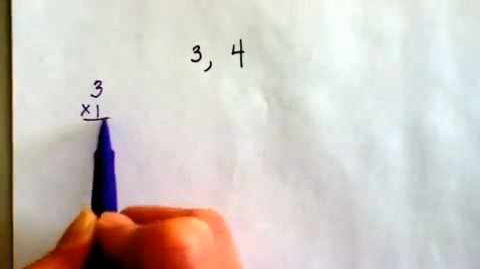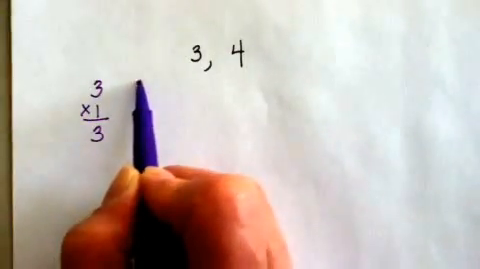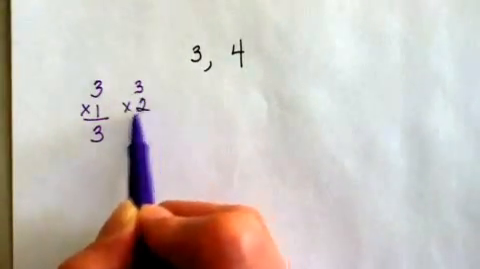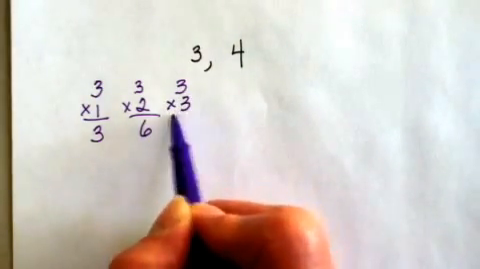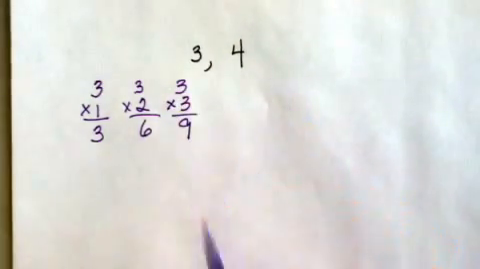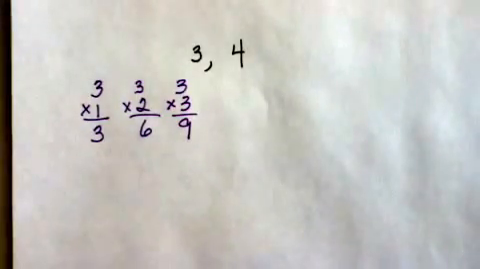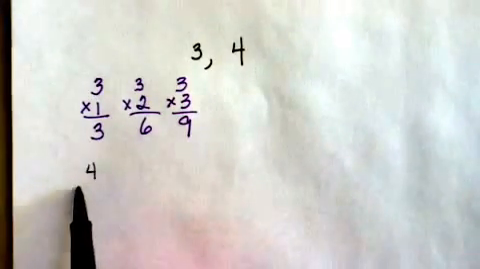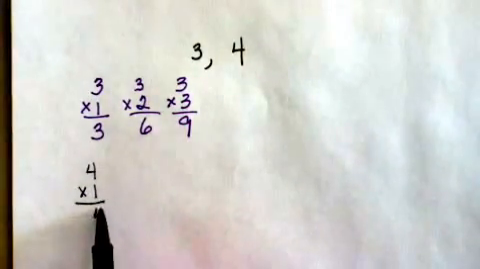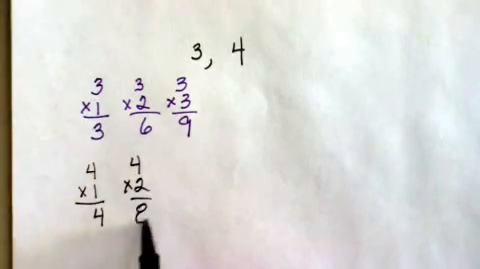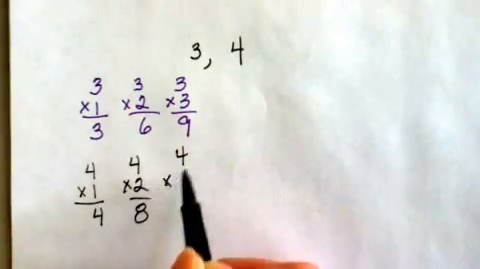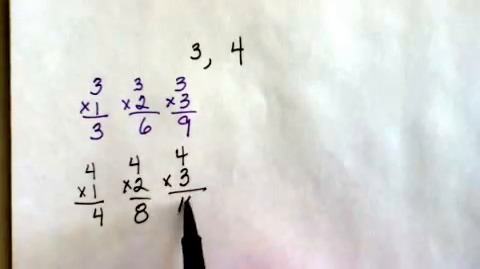3 times 1 is 3. 3 times 2 is 6. 3 times 3 is 9. And now I will write out a few of my 4's. 4 times 1 is 4. 4 times 2 is 8. 4 times 3 is 12.